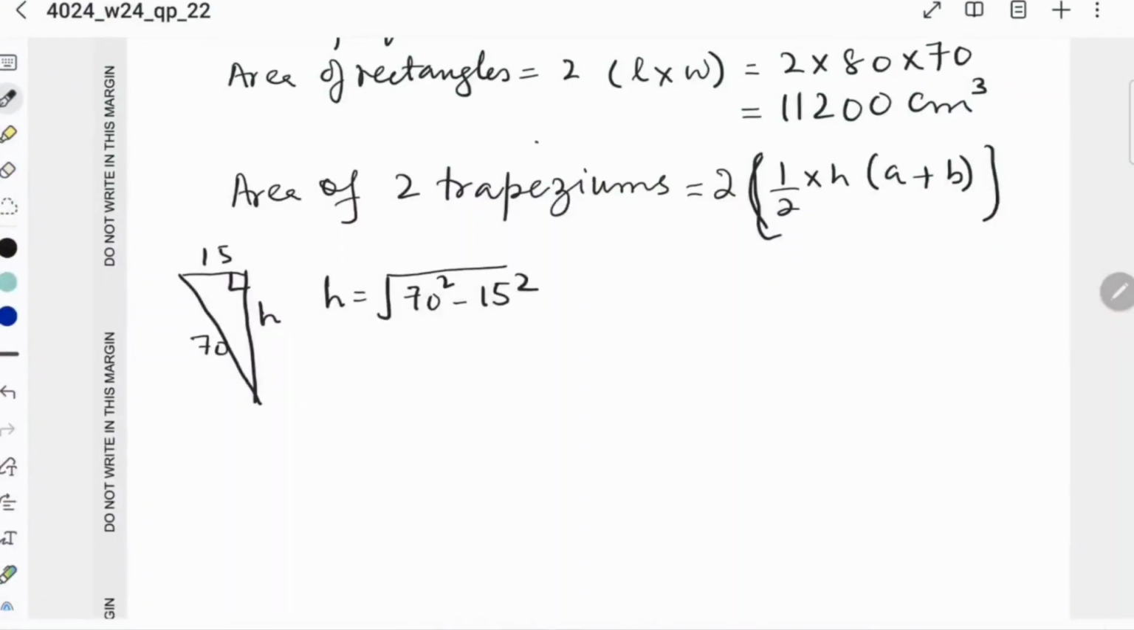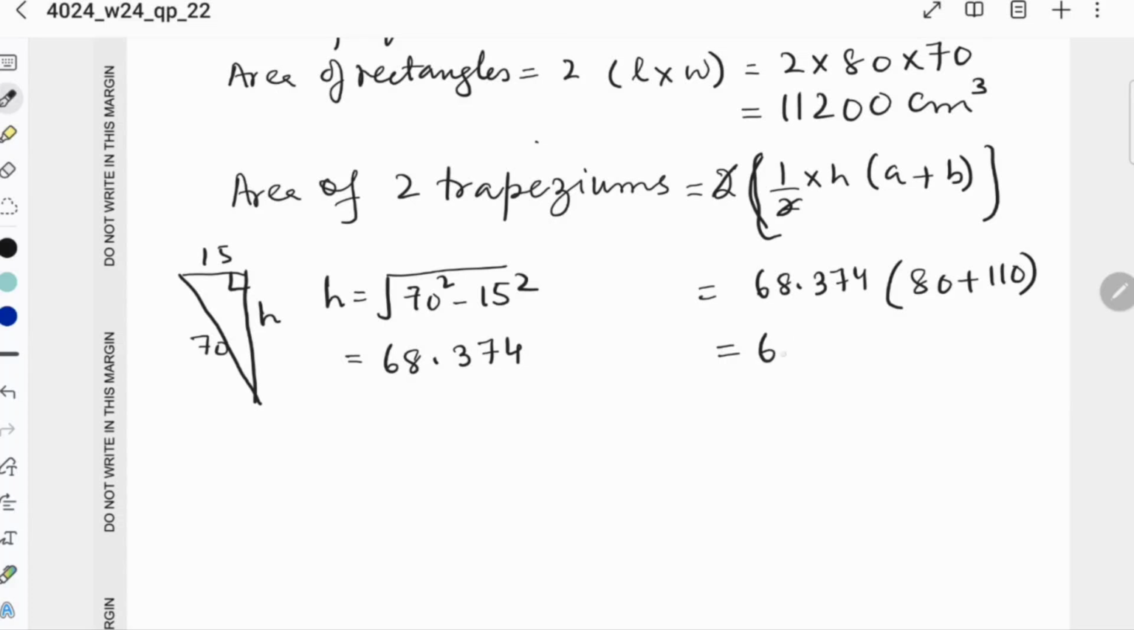That equals 68.374. So this is the height. We are substituting everything here, so we can cancel the 2's also. Height into sum of parallel lines. The height is 68.374, and 80 plus 110, so 80 plus 110 is 190.